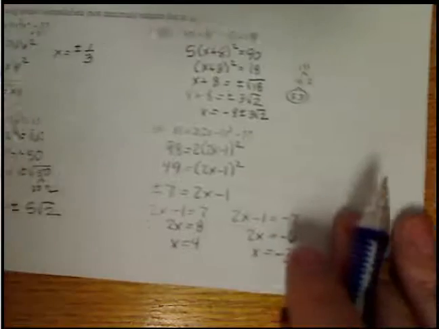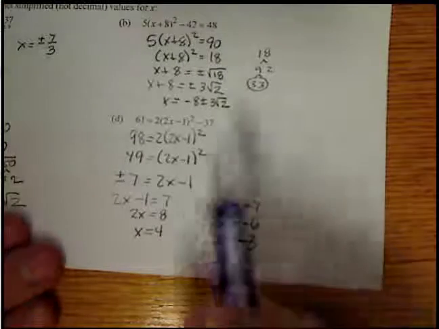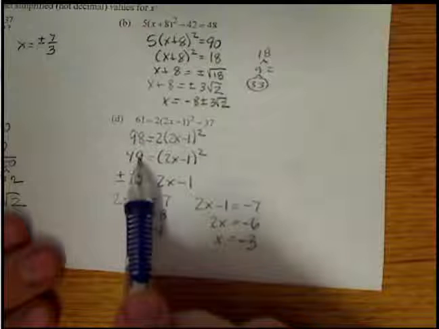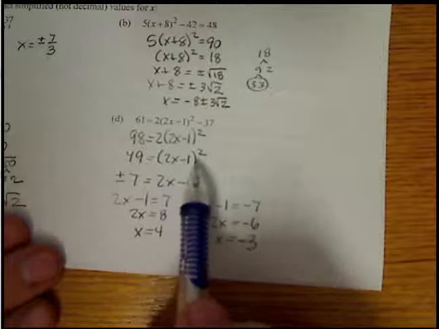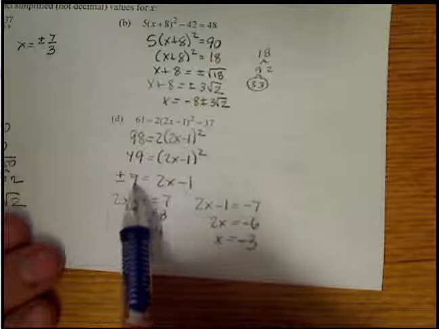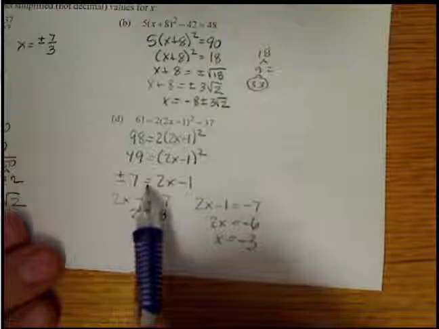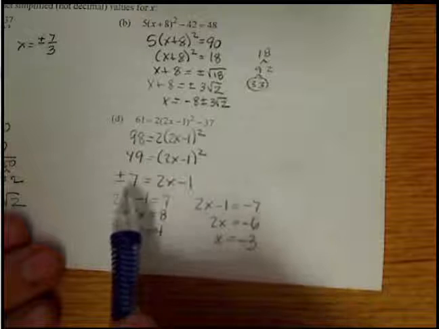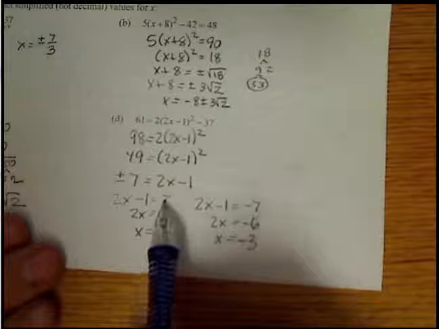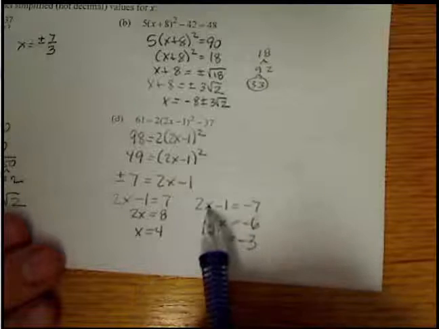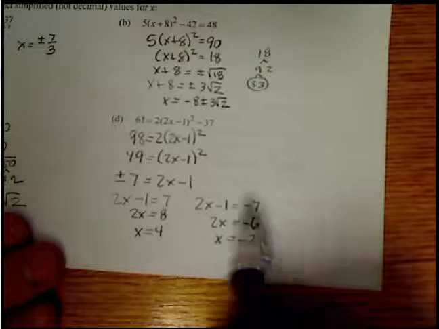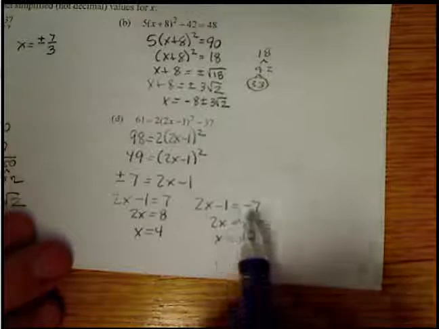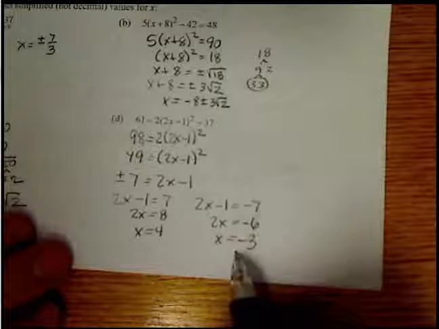And the last one, we have added 37, got 98, divided by 2 is 49. Take the square root. Square root of 49 is 7, so I got plus or minus 7 is equal to 2x minus 1. Now for most of you, it's usually a little bit easier to make it like two problems. Either 2x minus 1 equals positive 7, or 2x minus 1 equals negative 7. Solving it, I get 2x equals 8, so x equals 4. Add 1, I get 2x equals negative 6, so x equals negative 3.